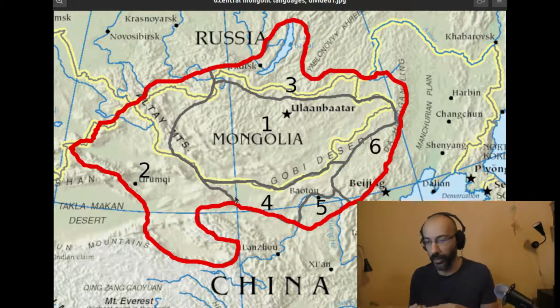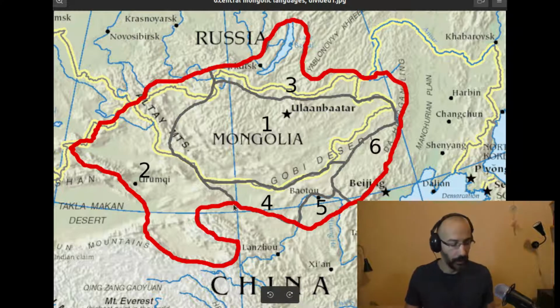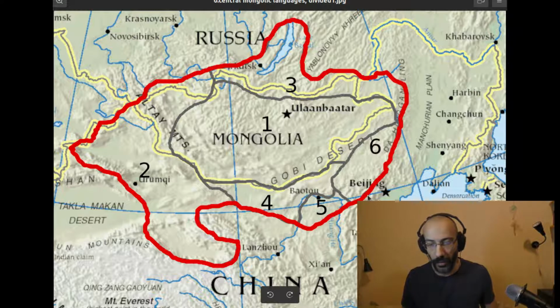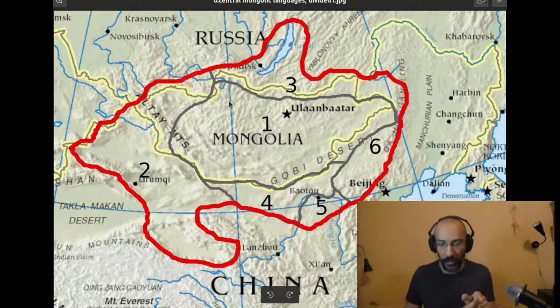Geography and the proximity between these varieties also shaped my classification of these languages, but it has a more practical approach to it. Okay, it will be more clear soon. Okay, now let's look at this area.